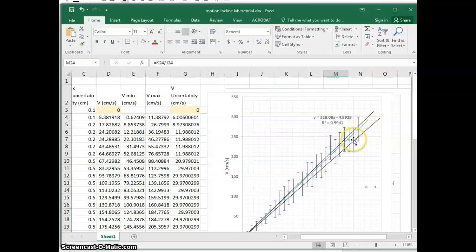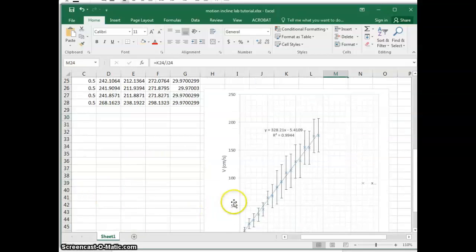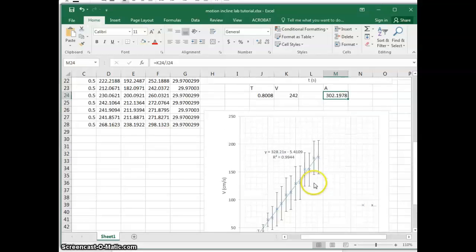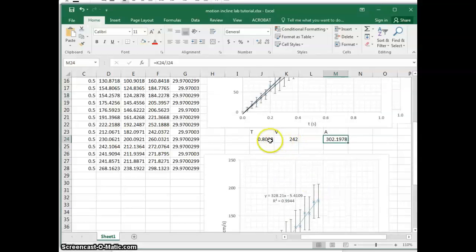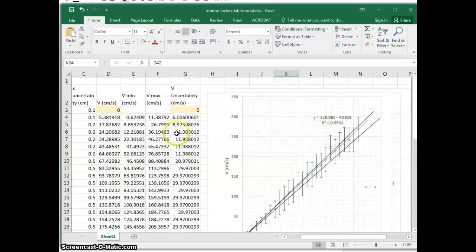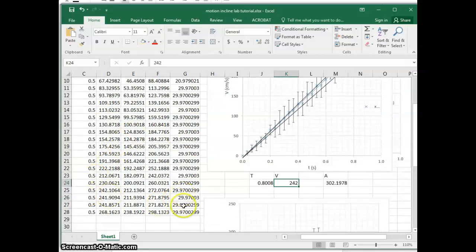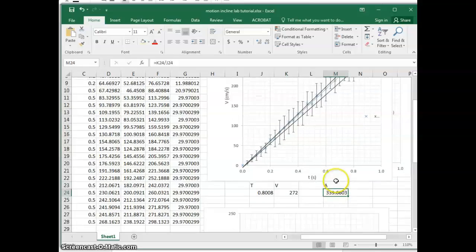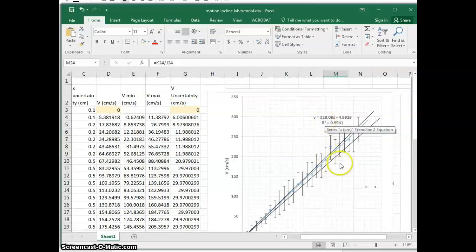Oh, I have to be careful. Not this point. I've got to go to this point plus my error. My error for those points here was 29, almost 30. So I've got to put 272 up here if I round a little bit. That gives me 339.6, and that's more than the 328.